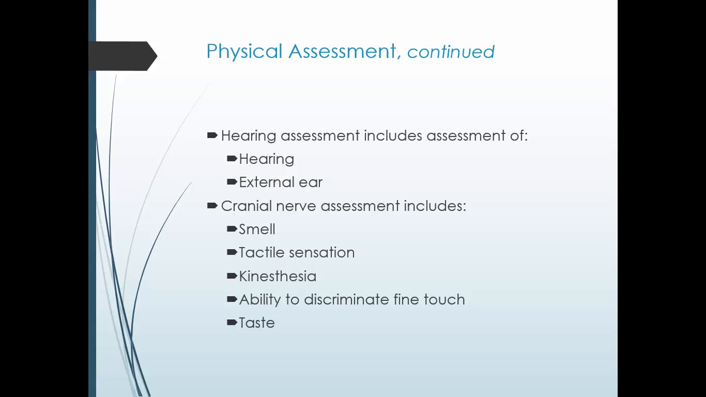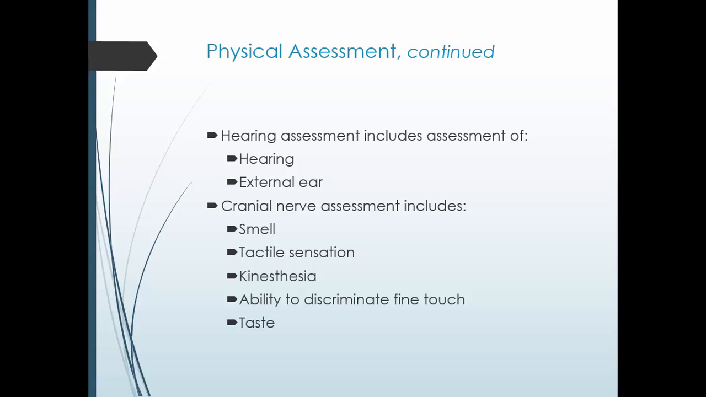Ear and hearing assessment includes assessment of hearing using the whisper test. And if it is abnormal, then they will use the tuning fork test, and that's your Weber and Rinne test. You want to assess the external ears. They should be equal in size without palpable lesions.